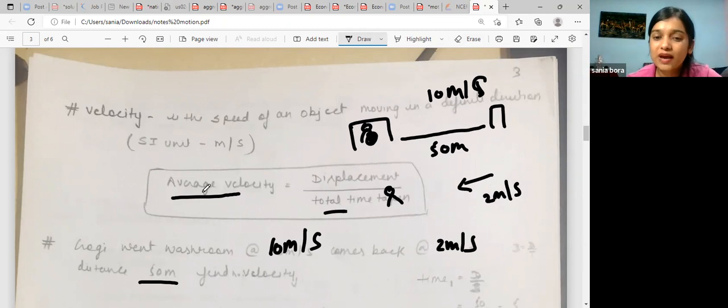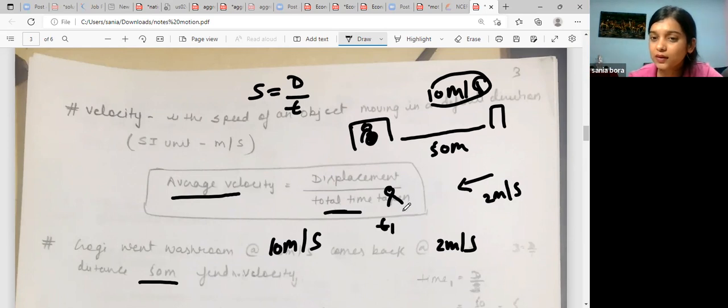For average velocity, you have to find displacement. You have to check what was his initial position and where he is now. But total time you have to find out. Total time is not given, but speed is given plus the distance. So you will simply use speed equals distance upon time. First you will find T1, taking distance 50 meter and this speed.